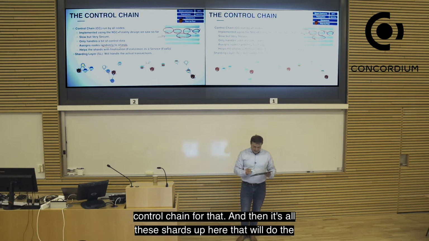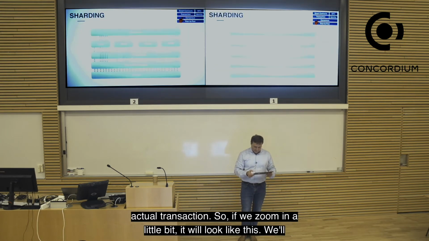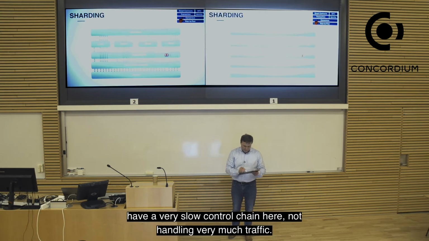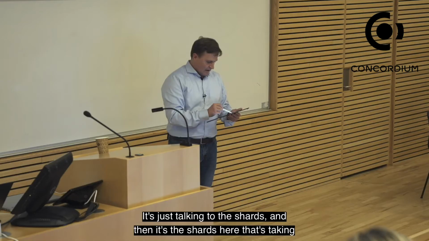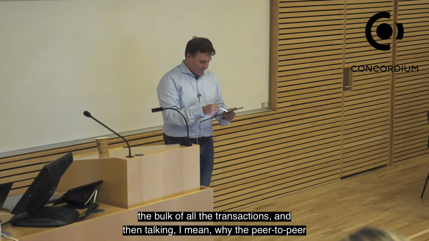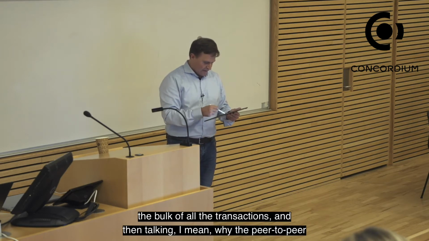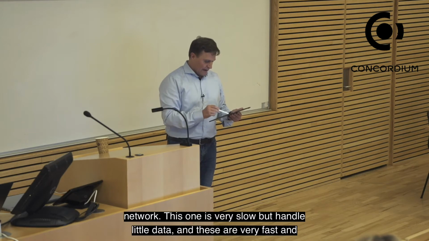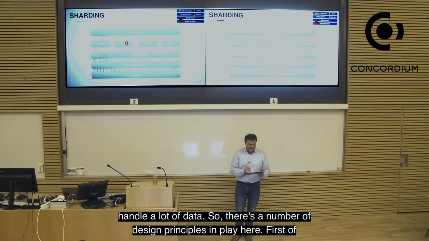And then it's all these shards up here that will do the actual transactions. So if we zoom in a little bit, it will look like this. We'll have a very slow control chain here, not handling very much traffic. It's just talking to the shards, and then it's the shards here that are taking the bulk of all the transactions, and then talking via the peer-to-peer network. This one is very slow, but handles little data. These are very fast and handle a lot of data.